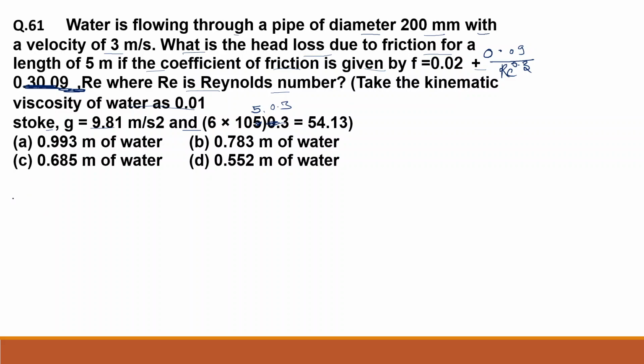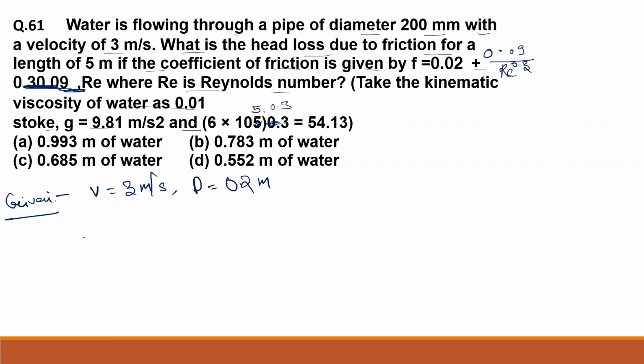So first I will write the given data. Velocity is given 3 meter per second, and diameter is given 0.2 meter. 200 mm converted to meter will be 0.2 meter. Density is already given, so we do not need to write it. The kinematic viscosity of water is also given.